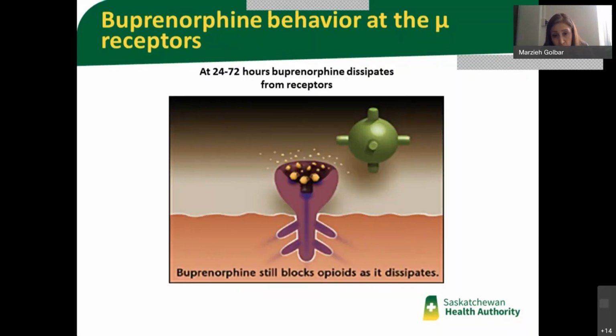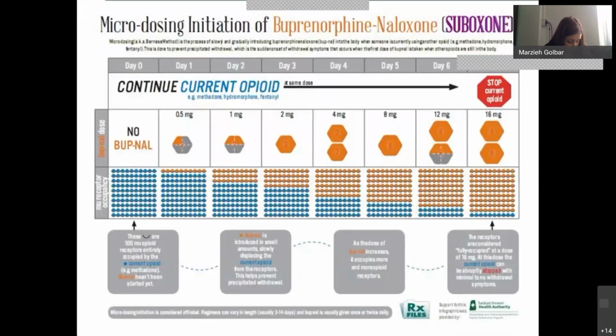So as time goes, the buprenorphine dissociates from the receptor, but it keeps the opioids from attaching to the receptors. So it just keeps exerting the effect at the new receptors. This one explains it a little bit better, maybe a better visual.